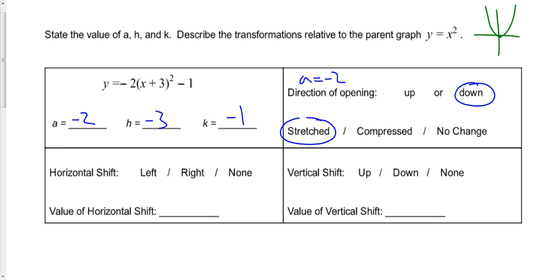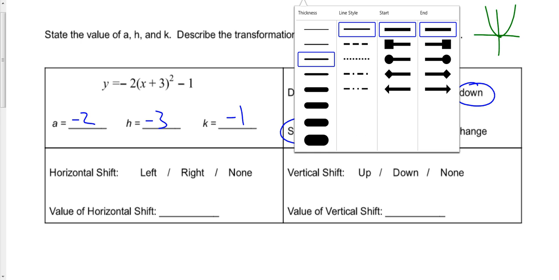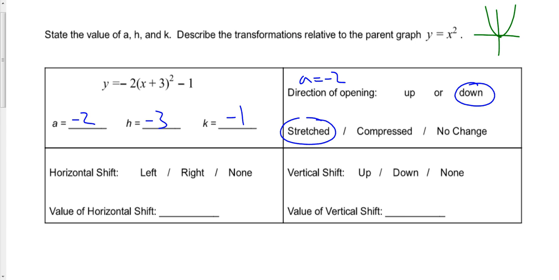Okay. If it was compressed, the A value would be less than 1, between 0 and 1. And if the A value was exactly +1, then there would be no change. Okay? But in this case, we just want to look at that 2 piece, and that's going to indicate that it's stretched.